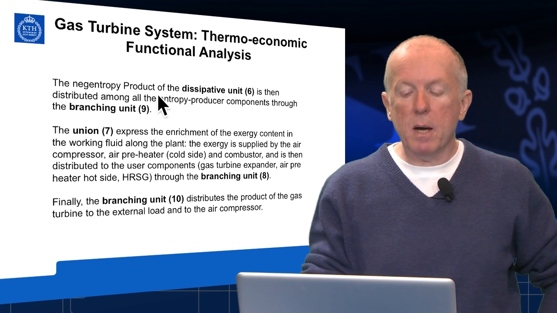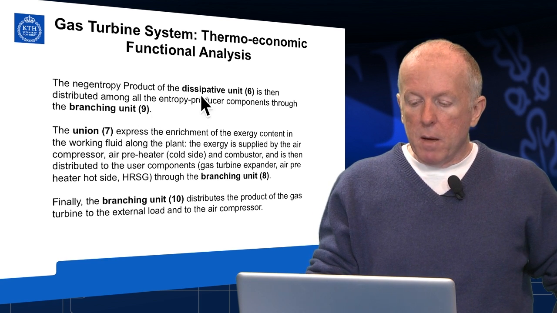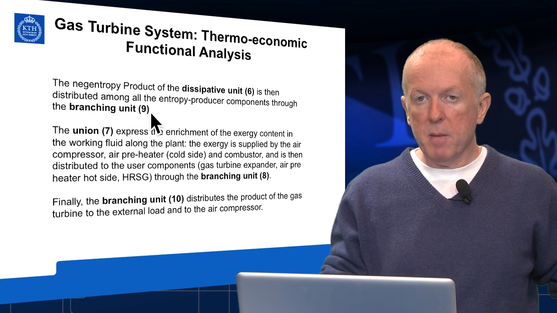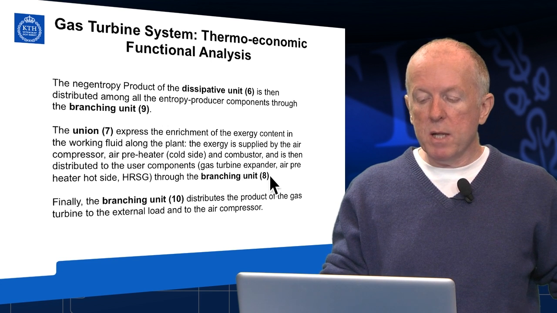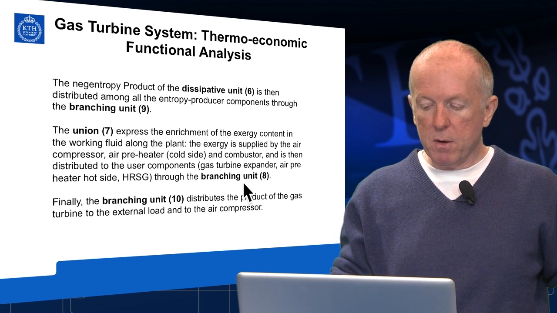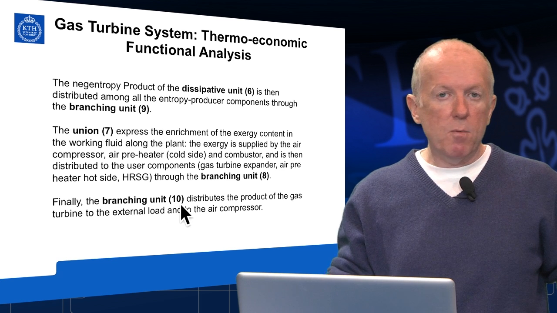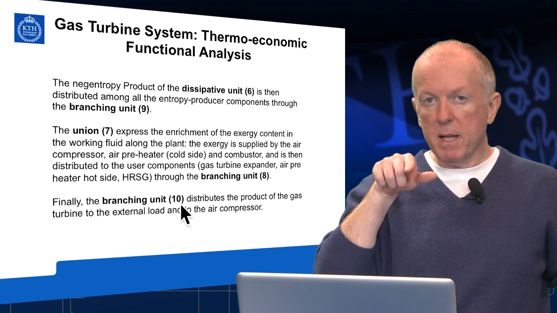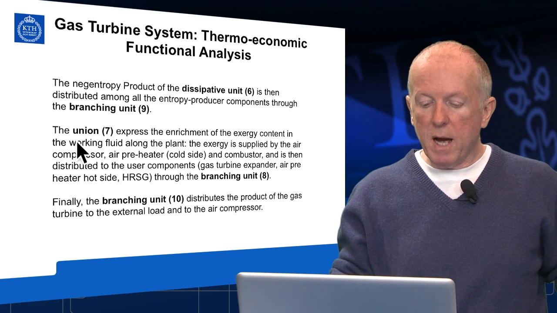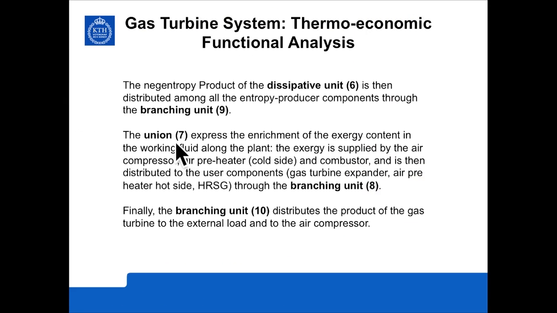Also, there are, as I said, branching units: the branching unit 9, collecting the net entropy from the dissipative unit 6, the branching unit 8, collecting the exergy from the compressor, the air preheater, and the combustor, and the branching unit 10, which splits the power produced by the gas turbine into net power and power to the compressor. Also, there is the junction unit 7, which expresses the collection of exergy flow from the compressor, air preheater, and combustor.